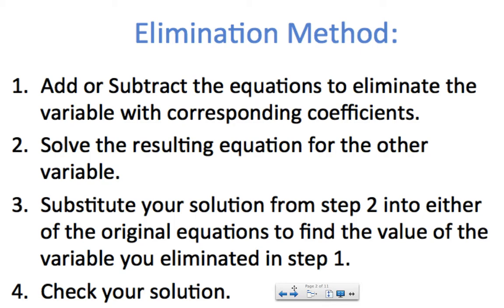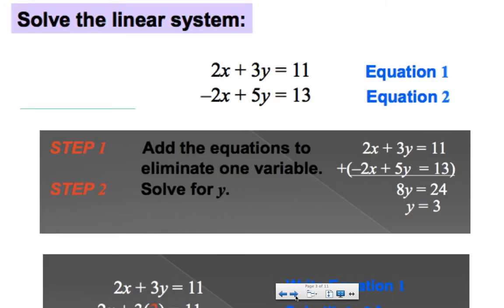Step one is to add or subtract the equations to eliminate the variable with corresponding coefficients. So you're trying to add or subtract to either get rid of the x or get rid of the y. Solve the resulting equation for the other variable, and then substitute it back in, similar to what you did with substitution, from step one into one of the original equations, it doesn't matter which one, and then check your solution. If you didn't get this all down, pause the video and write it down, please.